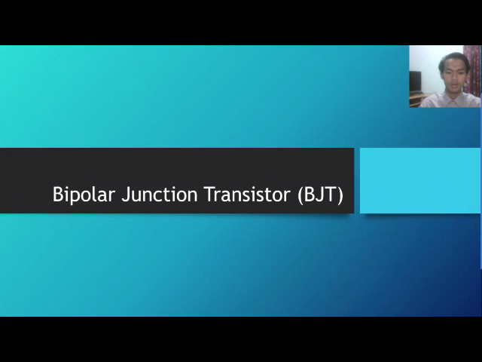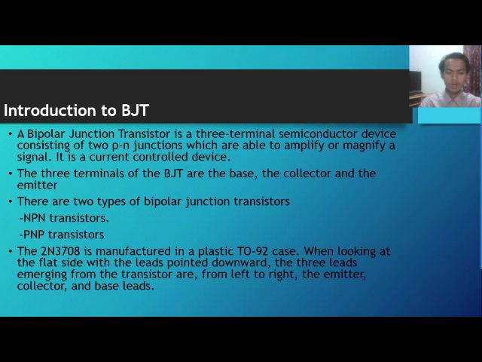Okay, let me tell you about the bipolar junction transistor, BJT. Introduction to BJT. A bipolar junction transistor is a three-terminal semiconductor device consisting of two PN junctions which are able to amplify or magnify a signal. It is a current controlled device.